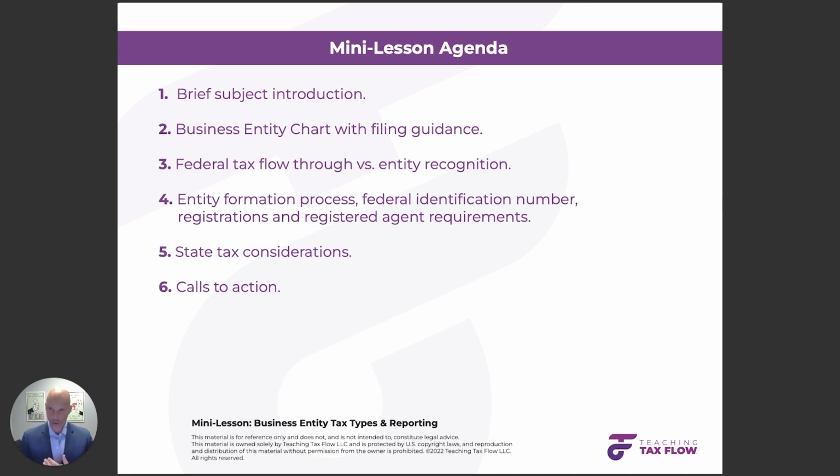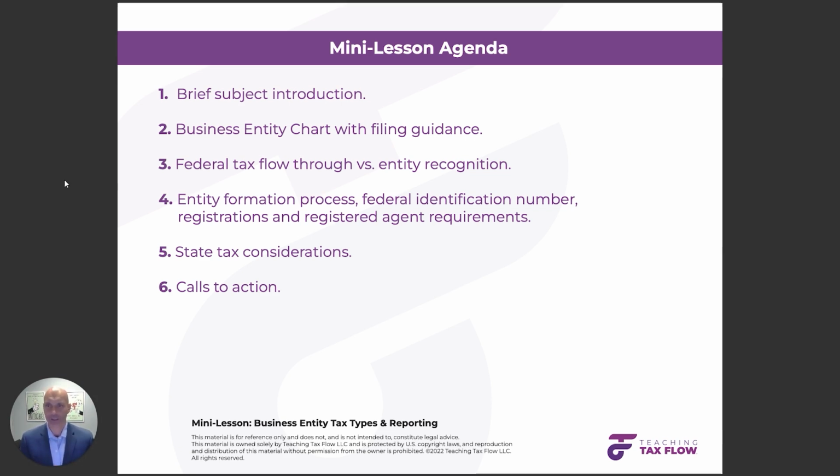We've put together a chart for you with some filing guidance. Happy for you to pause this mini lesson and review it if that makes sense. I want to talk through federal tax flow-through versus entity recognition as far as who pays tax. We're going to talk about that entity formation process. There are a lot of questions about when a federal identification number is needed and how to obtain that. We're going to talk through state tax considerations and then our calls to action.